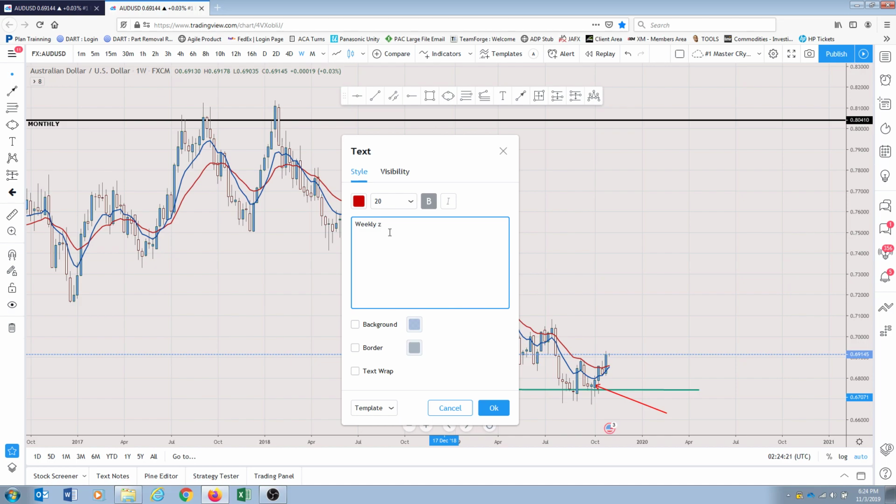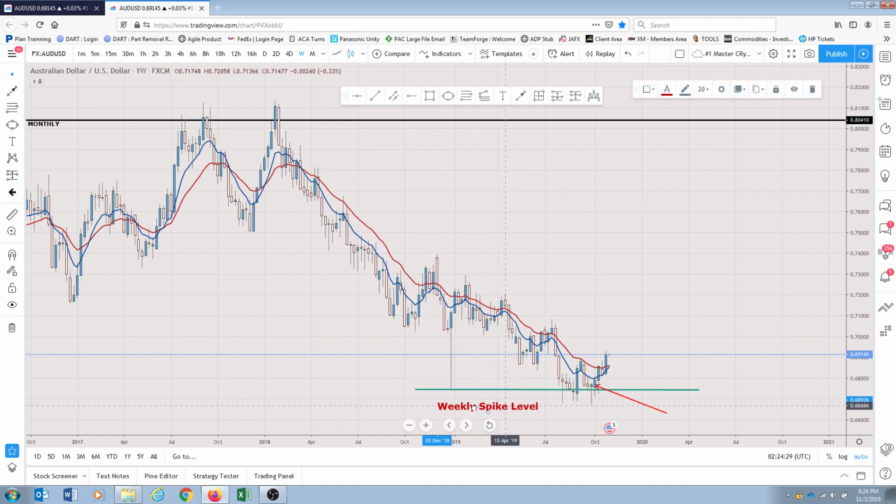Weekly spike level. Just whatever you want to name it. I just want you to be aware of what's happening.